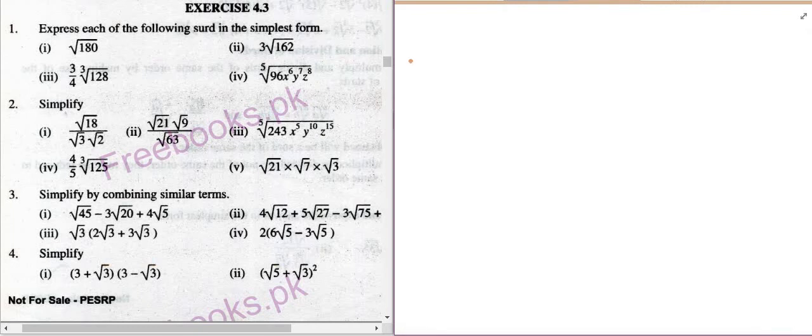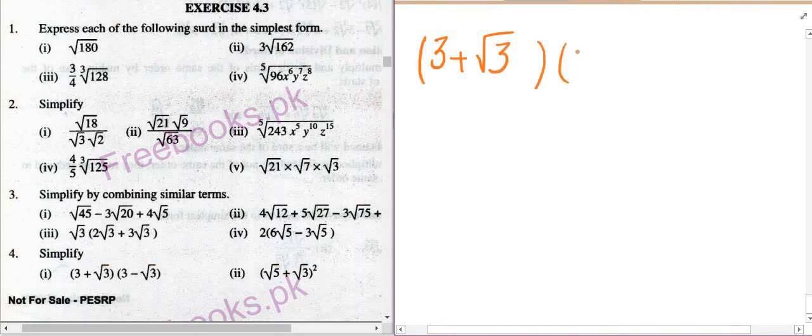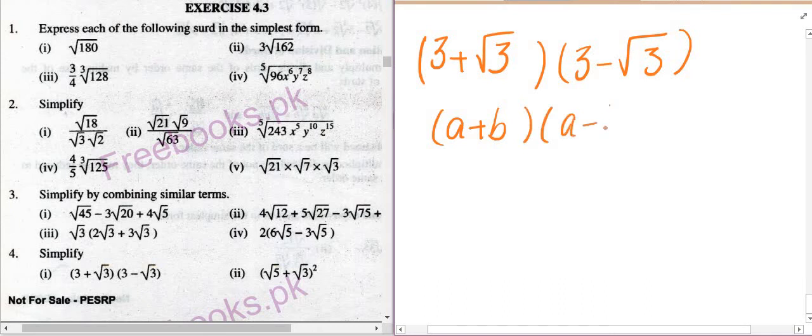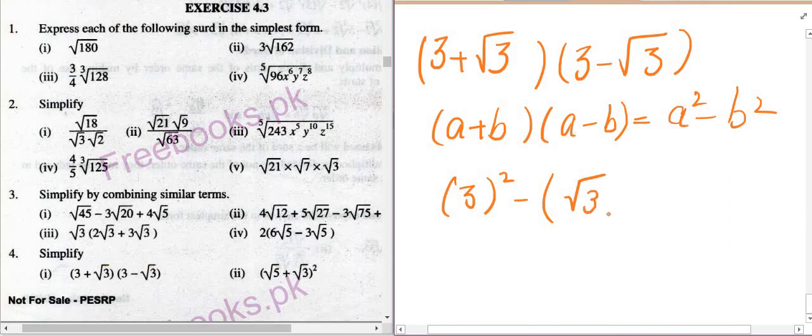Question number 4, simplify (3 + √3)(3 − √3). It's simple. It is (a + b)(a − b). That is the formula a² − b². So we can write it as 3² − (√3)², which is 9 − 3. The answer is 6.